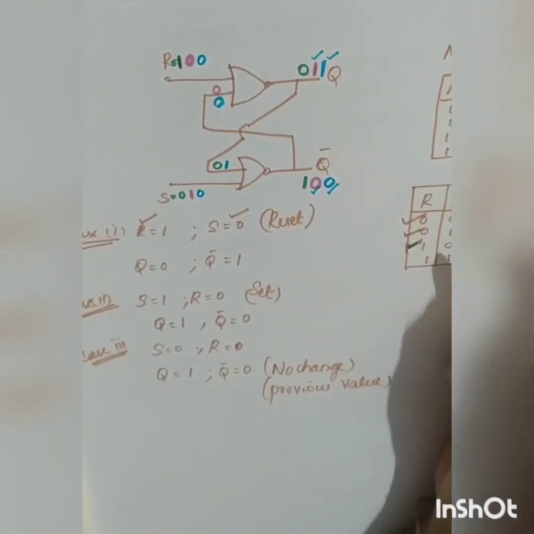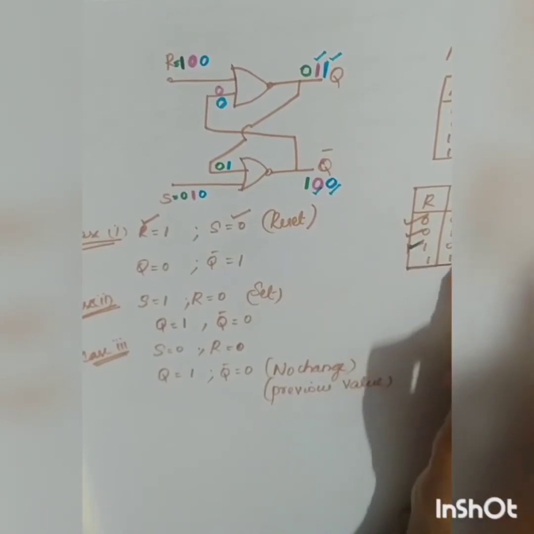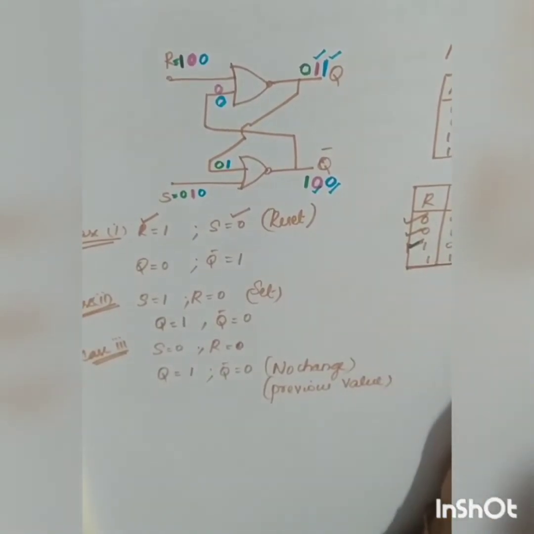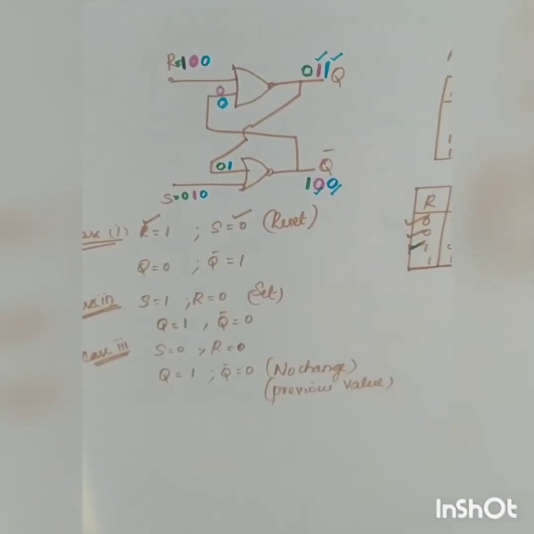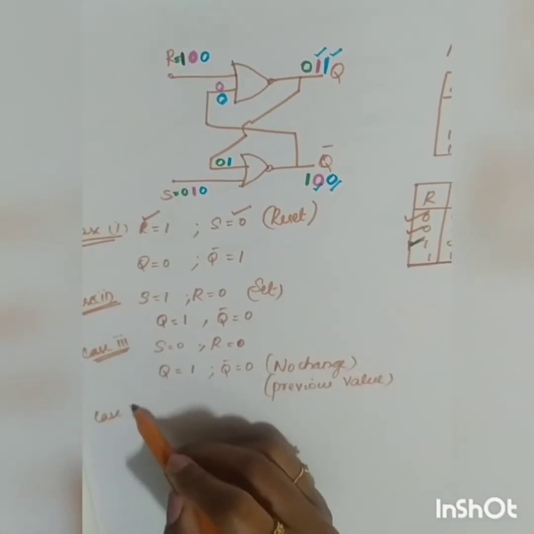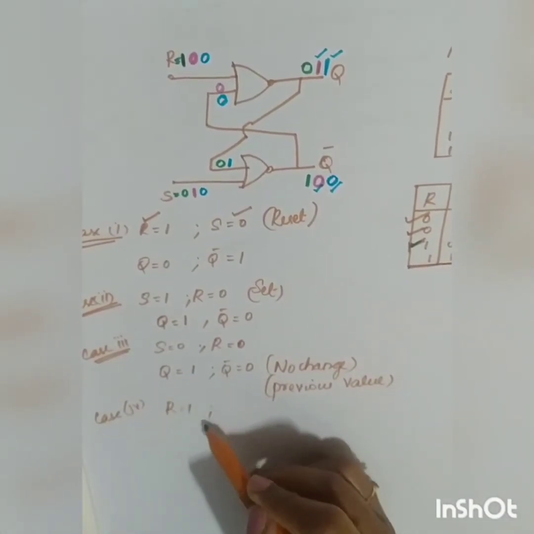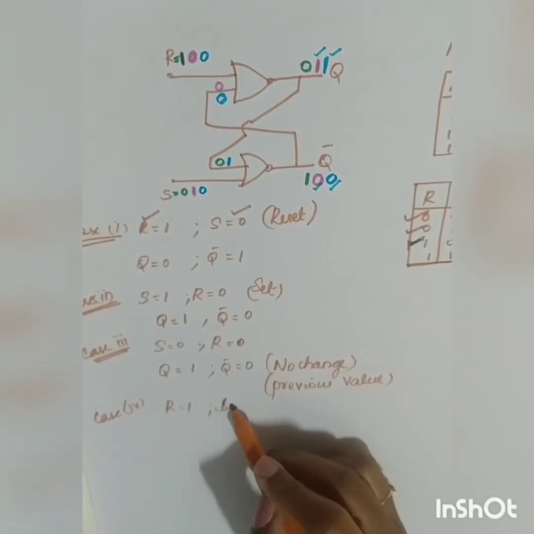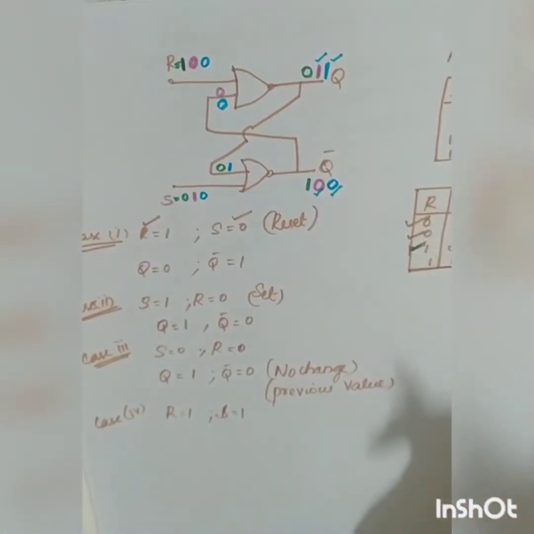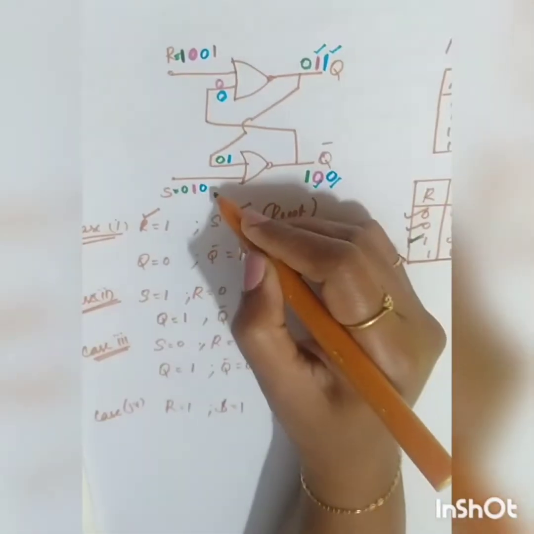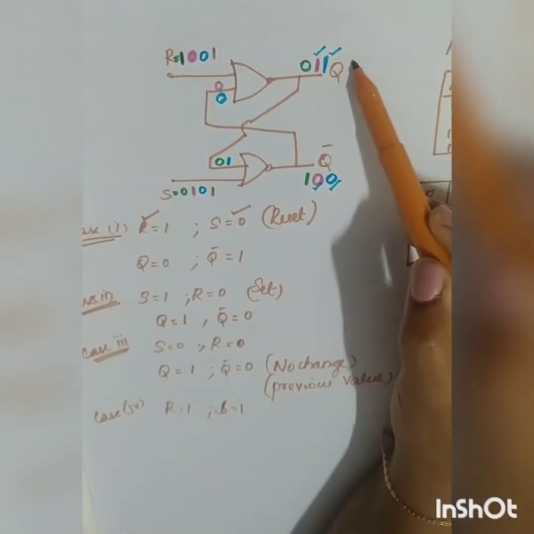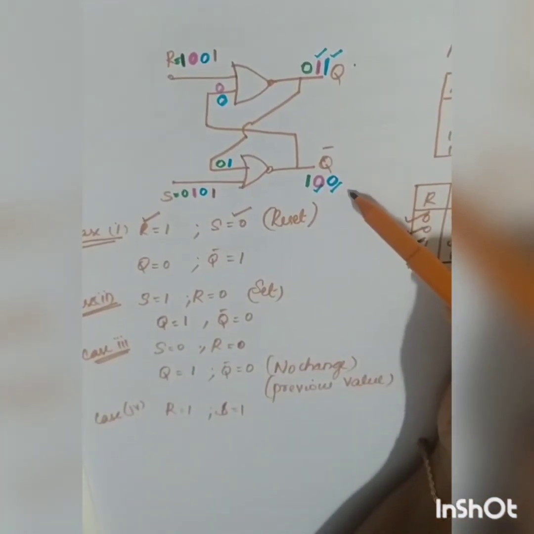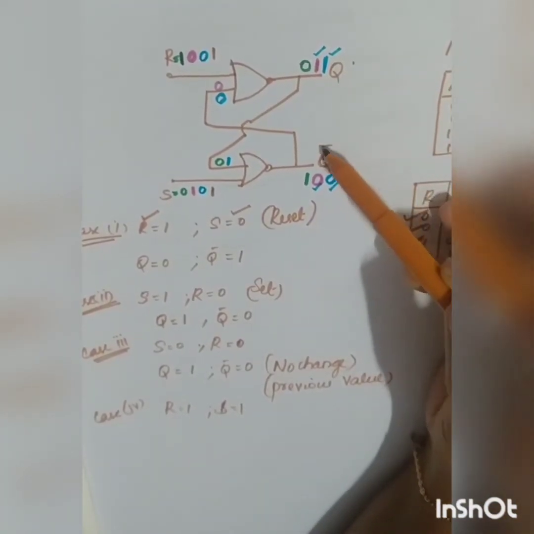Now, the disadvantage of your RS flip-flop is that there is a condition which is undeterminate or undefined. It is called a race condition, where you have both the inputs as 1. So case 4, if both the inputs are 1, let us check. R is equal to 1, S is equal to 1. Now what will be the condition? See here, whenever your input is 1, your output will remain 0. Means what? Your Q also will be 0, Q bar also will be 0, while the complement of Q is called Q bar.